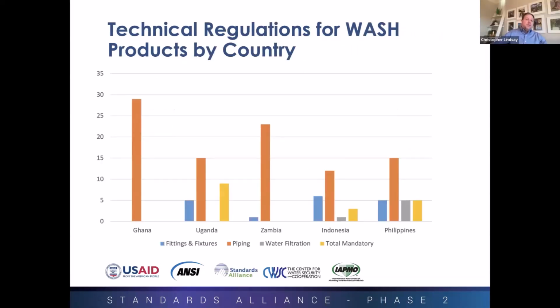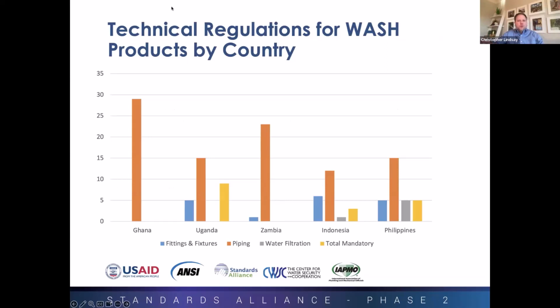So this is a slide that I get very excited about. Back in September 2021, IATMO, with funding from the U.S. Department of Commerce, published a report titled Water and Sanitation Standards in Southeast Asia. This study focused on plumbing-related regulations in Indonesia, the Philippines, and Vietnam. And as part of the report, IATMO divided the work into two phases.